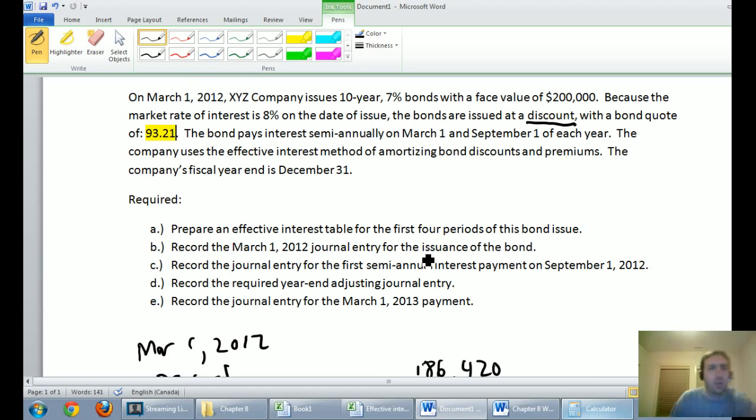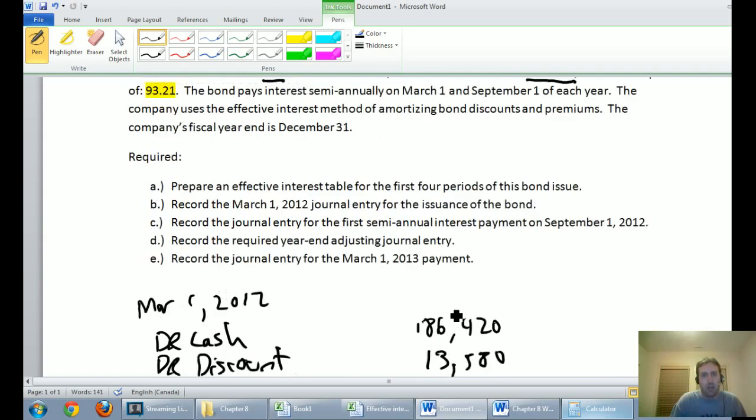I'll reread the question. It says, on March 1st, 2012, XYZ Company issues 10-year 7% bonds with a face value of $200,000. So in 10 years, I'm going to pay back $200,000. Because the market rate of interest is 8% on the date of issue, the bonds are issued at a discount. So again, I want to be clear here. I'm offering 7%. Customers or investors can get 8% in the market. They're obviously not going to want my bonds. They're not going to want to pay full price for them anyway. So they won't pay full price. They will buy at a discount.